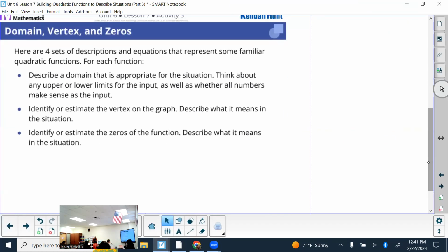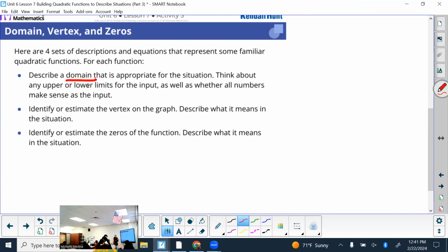You now have 4 sets of descriptions and equations that represent some familiar quadratic functions. For each function, you're going to describe the domain that would be appropriate. Domain refers to all the what in a function? So you're going to determine all the x's that would be appropriate for the situation. And identify the vertex. Describe what it means in the situation. And identify or estimate the zeros.